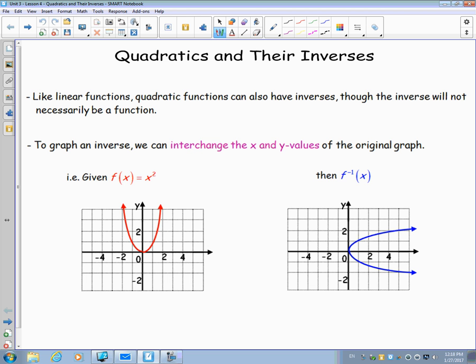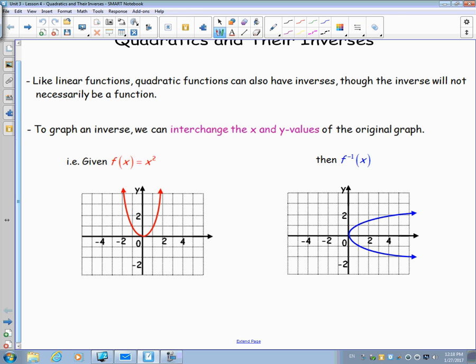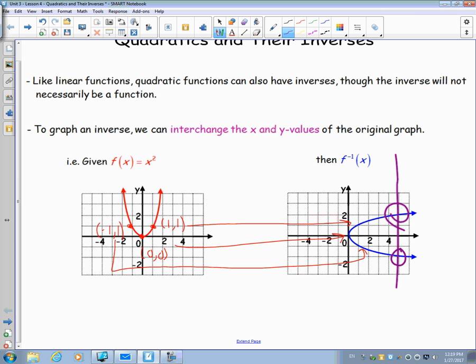To graph an inverse, we're going to swap our coordinates again. Don't change signs, don't change numbers, just change position. So in a function like the red one here, (0, 0) will become (0, 0). (1, 1) will become (1, 1). And (-1, 1) will become (1, -1). Okay, so we're just swapping coordinates. But if you notice, this inverse is not a function. Our vertical line test doesn't work, not a function.